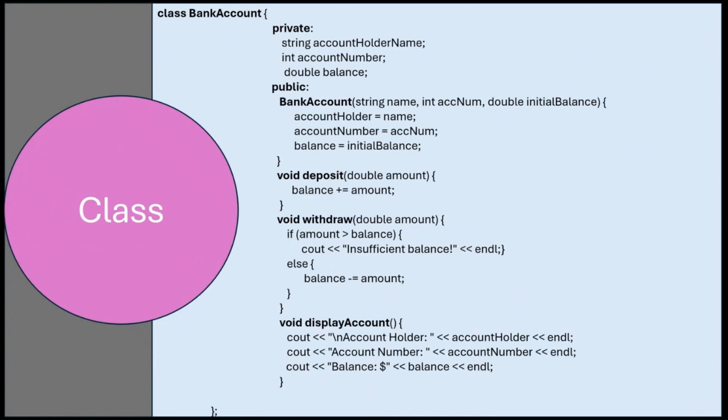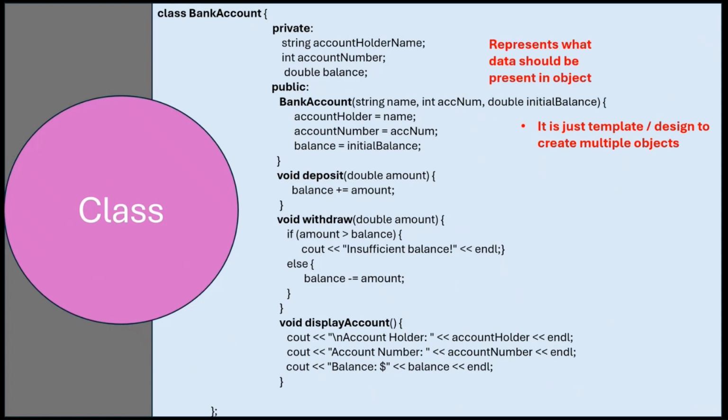Now let's understand the class. Till now we understood what object oriented programming is, and we talked about classes multiple times in the previous slides. But what exactly is a class? A class represents the template or design to create multiple objects. It is just a template. So what does that template say? It represents how the data should be present in an object, like what type of fields should be present, and what type of methods should be present which will access those fields. So it is just a template.